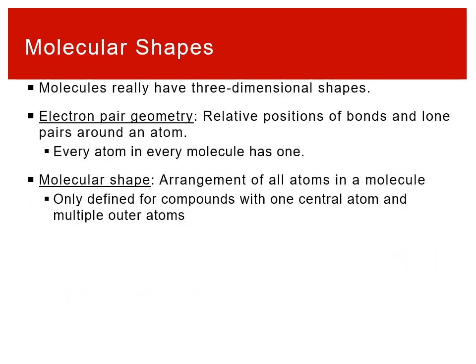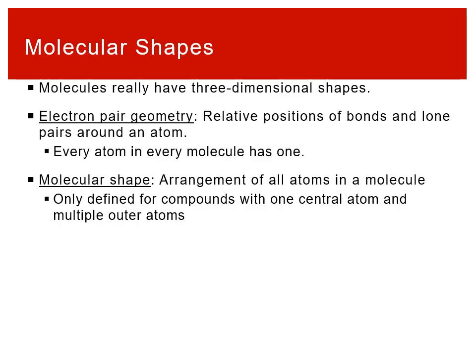Okay, so within this realm of molecular shapes, we have two different types of classifications. We have electron pair geometry, which is the relative position of bonds and lone pairs around one atom. And then we have molecular shape, which is the arrangement of all atoms in a molecule. So these are related ideas, but are slightly different.